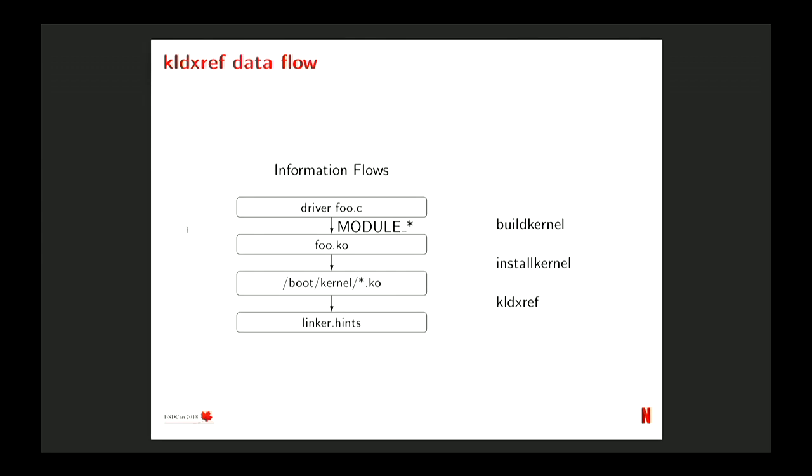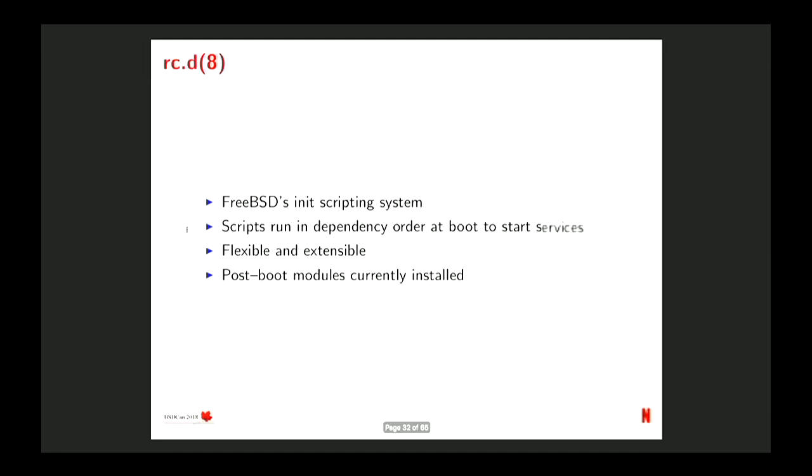This is kind of a simplified data flow for what I just said. You have the driver, you build it, it has the module information going into the KO. We install it with install kernel and run KLDXref to create the linker hints. It's pretty simple, pretty straightforward.